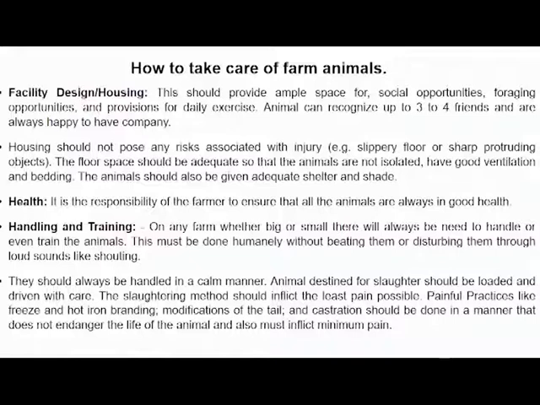Floor space should be adequate so that the animals are not isolated, and it must also have good ventilation and bedding. As I said, good ventilation refers to enough air circulation. Health is also another aspect: it is the responsibility of the farmer to ensure that all animals are always in good health.